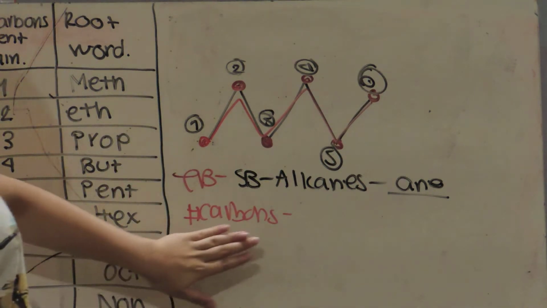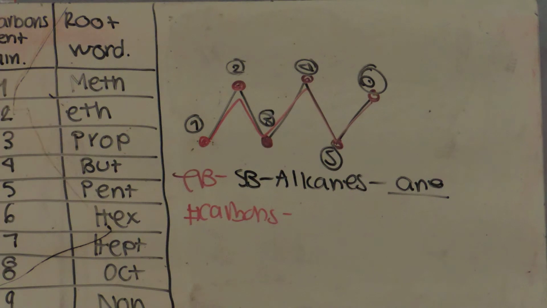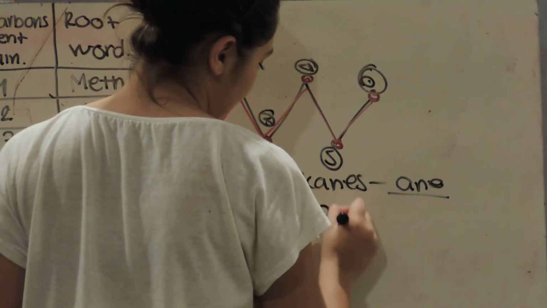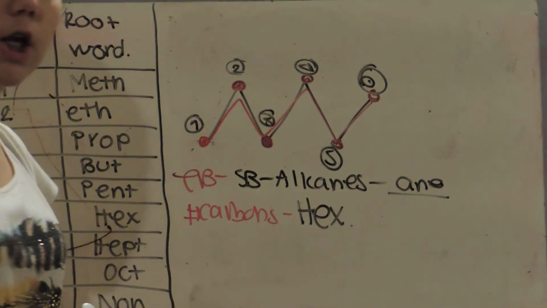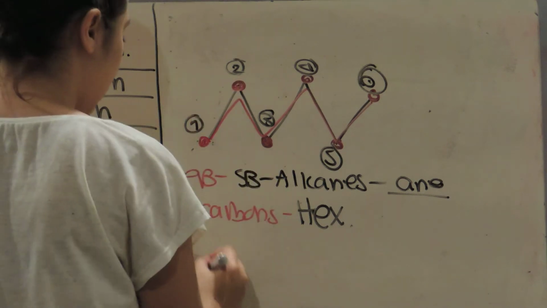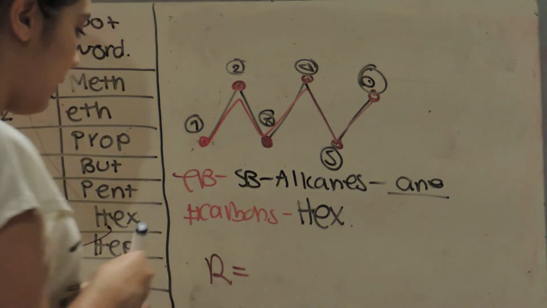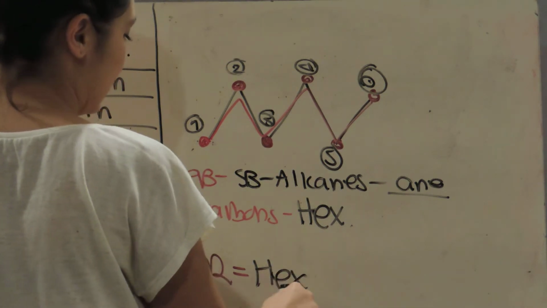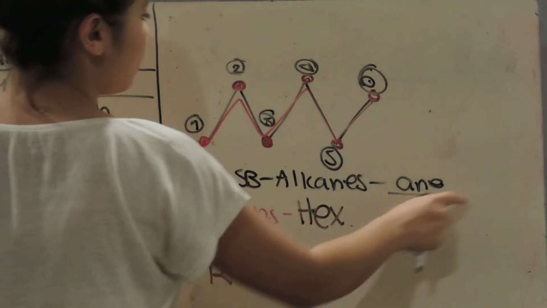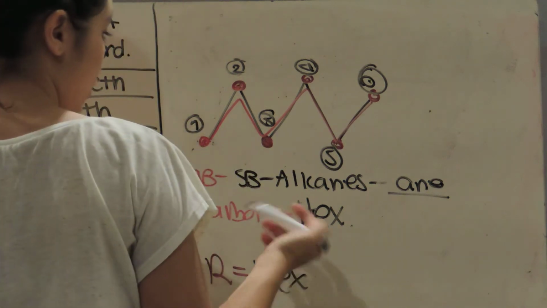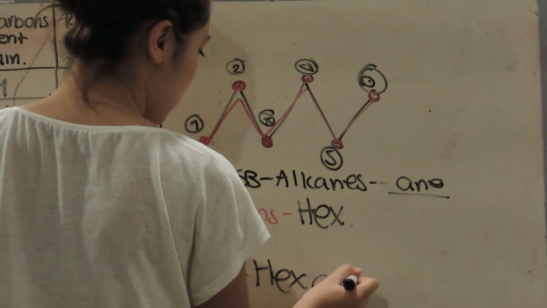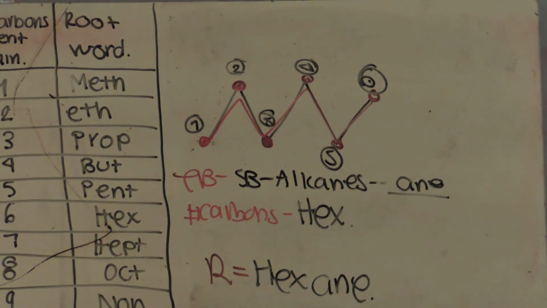Now, we have 6 carbons. When we have 6 carbons in the parent chain, we use the root word hex. As we don't have alkyl groups, we have finished. So, as a result, we have the number of carbons represented with the root word hex, and to know that it's an alkane, we use ane. So it's hexane. And this is the result.